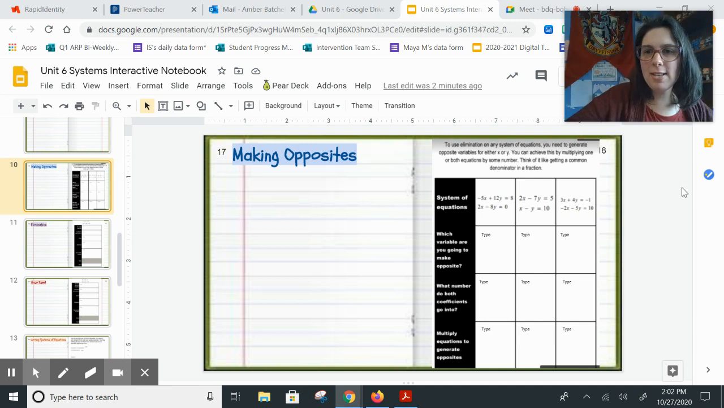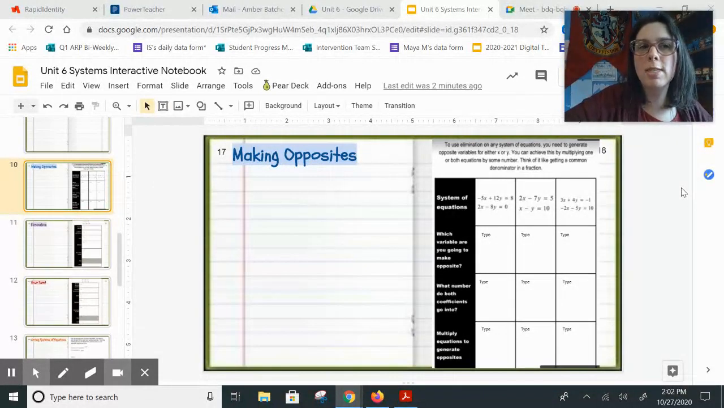Hey everybody, in this video we're going to learn about the elimination method for solving systems of equations, and we do this when our x and y are on the same side. First I want to talk about making opposites, because in order to do elimination method you have to have the same number but opposite signs for one of your variables, and then you can put them together, and that way that variable will go away and you can solve for the other one.